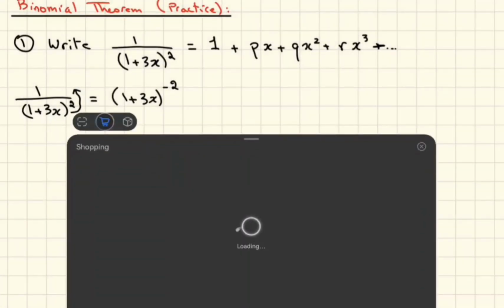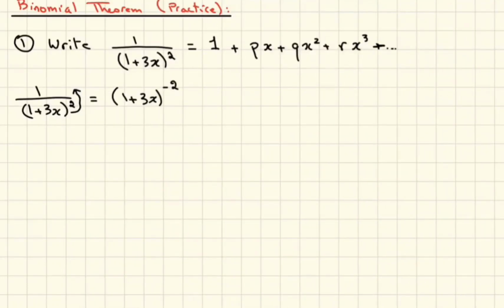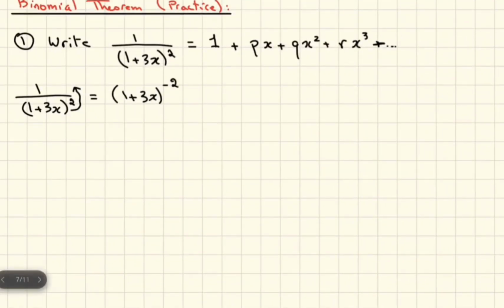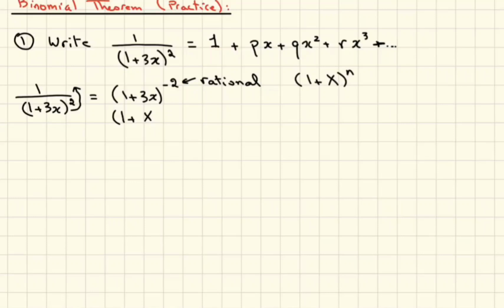As I can notice, we have 1 plus 3x exponent negative 2, and negative 2 here is a rational number. So I need to ask myself this question: is it of the form 1 plus big X exponent n? Yes. So 1 plus big X exponent n. N in this case is negative 2. Big X is 3x. Now, for sure, if we need to use the binomial expansion, we need to know the condition that big X, so this works if and only if the absolute value of big X is smaller than 1. Always use the following rule.